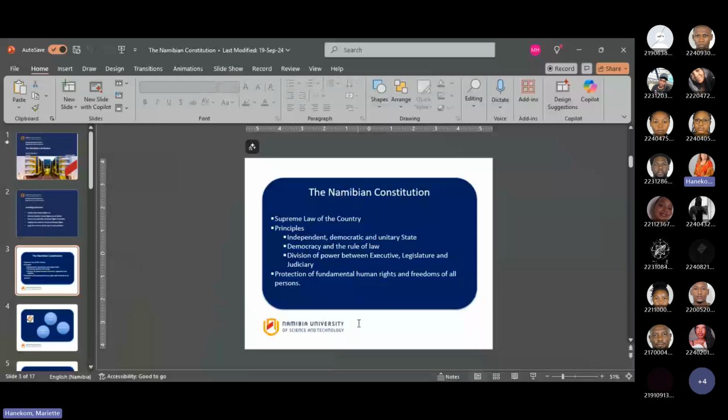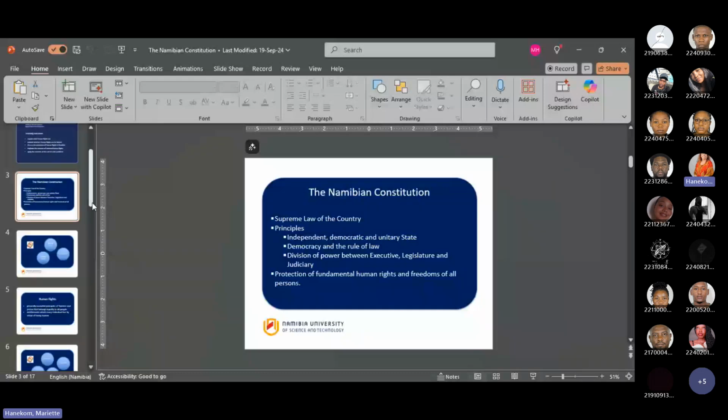And then what we specifically look at is Chapter 3 of the Namibian Constitution, which deals with the protection of fundamental human rights and freedoms of all people. Chapter 3 deals with human rights. What are human rights?